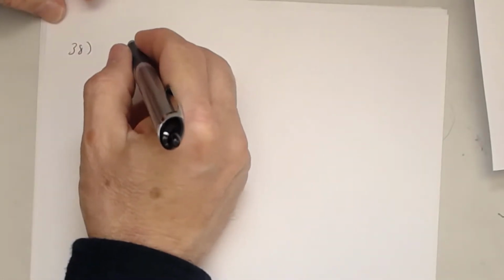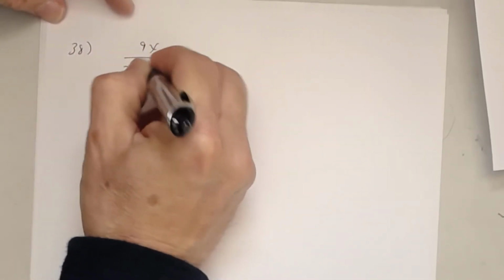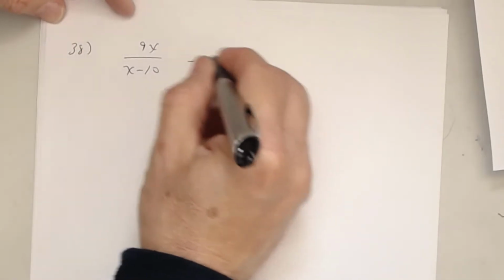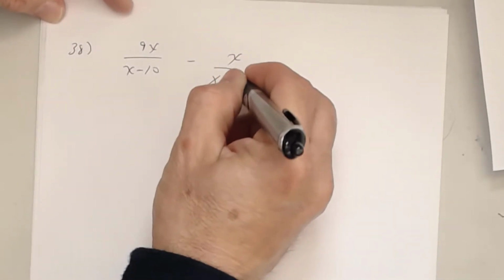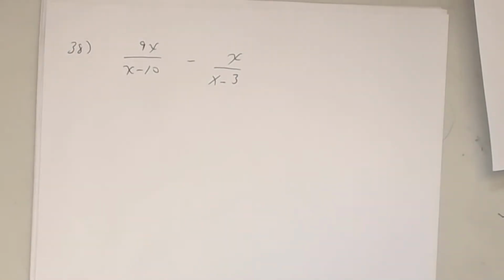Let's look at 38. So in 38, you have 9x divided by x minus 10, subtract x divided by x minus 3. What are you going to do? LCD? All right, and before you do that, you may want to factor the denominators, but I can't. So it's the LCD: x minus 10 times x minus 3.